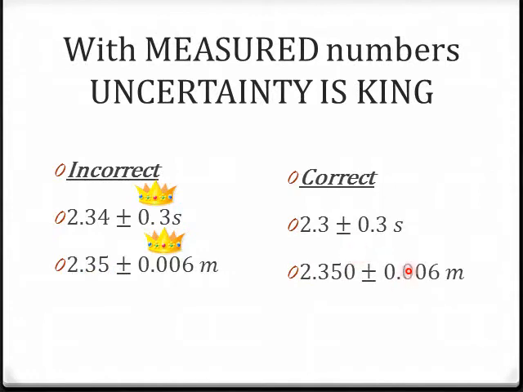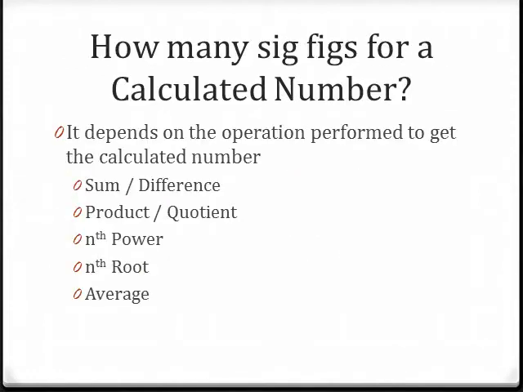That 0 should be there so it actually matches the uncertainty. How many significant figures a calculated quantity has, however, is a little bit more complicated and is solely based off of the operation you use to actually get that calculated quantity. There's a rule for sum and difference, product and quotient, nth power, nth root, and average. We're going to discuss each one of these.